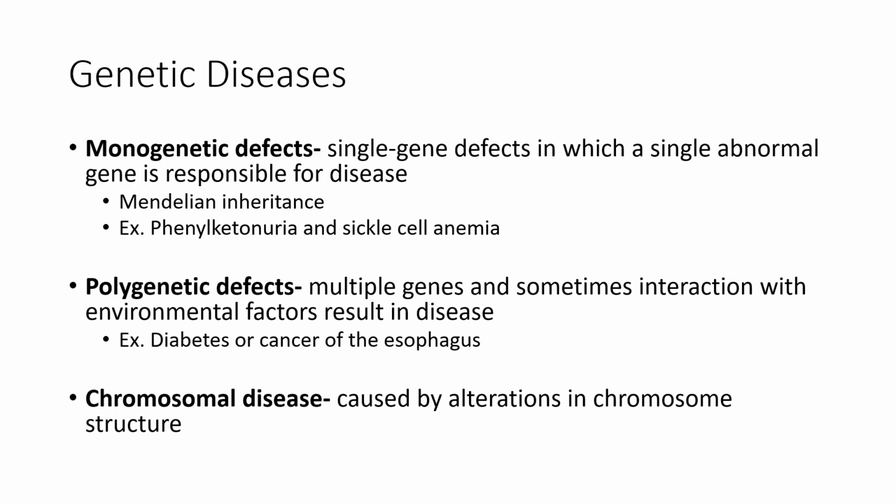All right, this slide is really about how genetic diseases are categorized, which helps us understand why they behave the way they do and why some are easier to predict than others. First up, monogenetic defects. These are the one bad gene is all it takes situations. A single abnormal gene is responsible for the disease, and these follow classic Mendelian inheritance patterns. Autosomal recessive, autosomal dominant, X-linked, the whole genetics throwback you probably remember from earlier coursework.